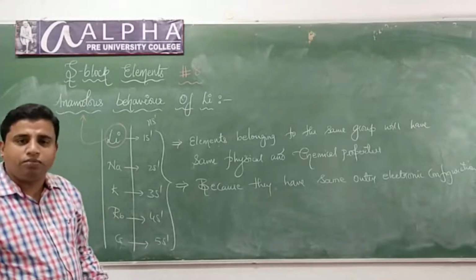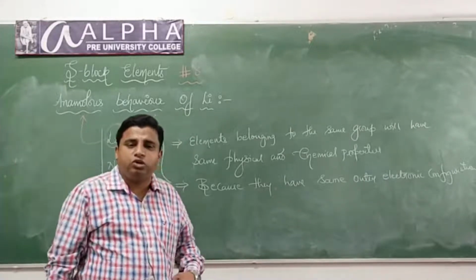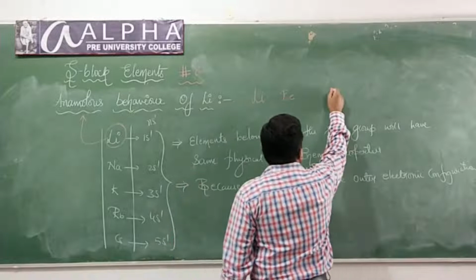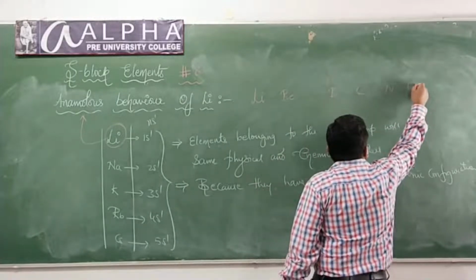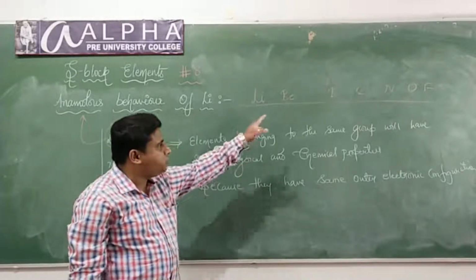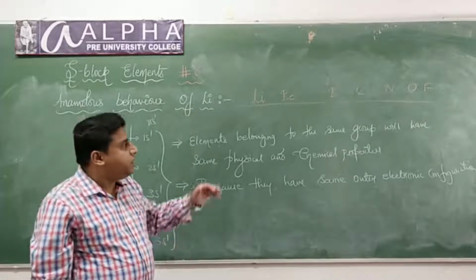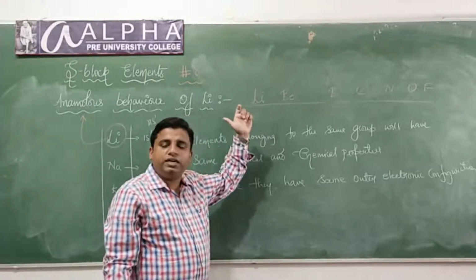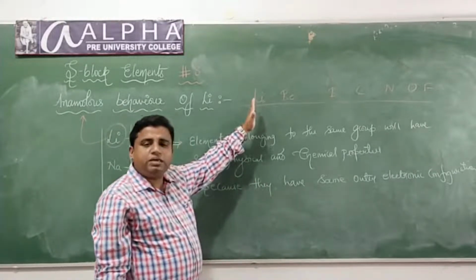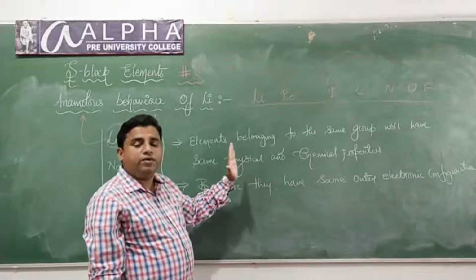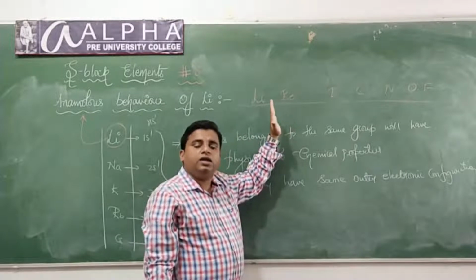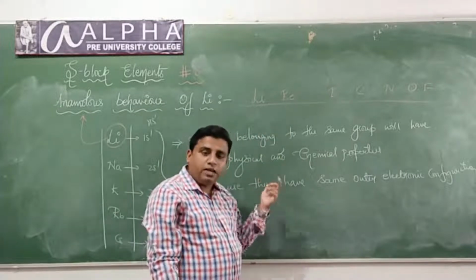Not just lithium, all the elements which belong to the second period. Which are the elements belonging to the second period? We have lithium, beryllium, boron, carbon, nitrogen, oxygen, fluorine. All these elements which belong to the second period exhibit some properties which are different from the other elements in their own group. For example, lithium exhibits some properties different from the other group 1 elements. Beryllium exhibits some properties which are different from other group 2 elements.